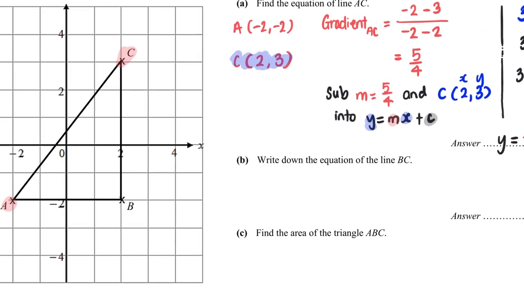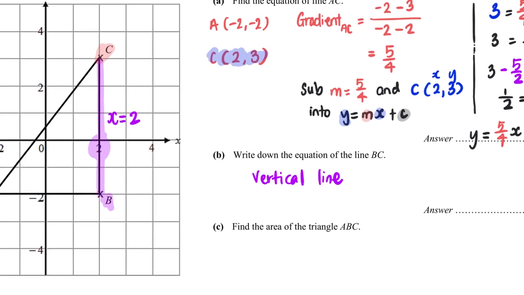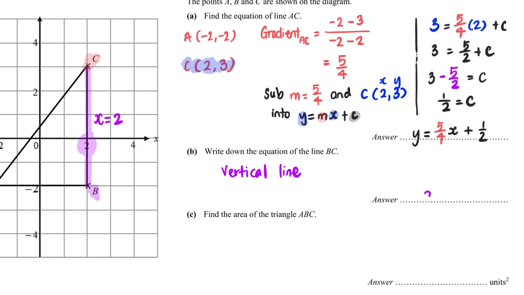For part B, the line BC is a vertical line, and for vertical line start with the letter x, and since every point on this line is at x equals to 2, so x equals to 2 is the equation of the line.